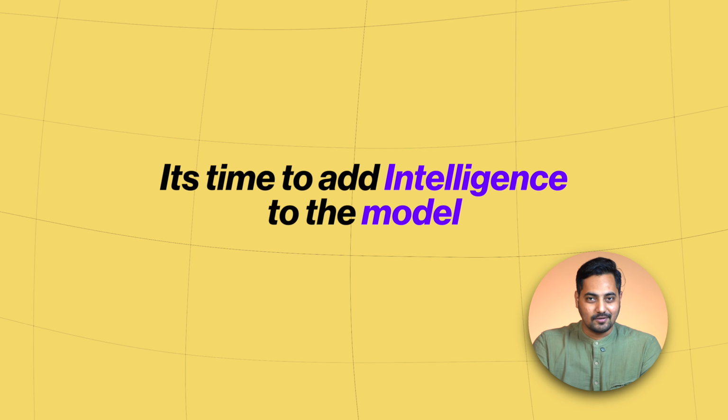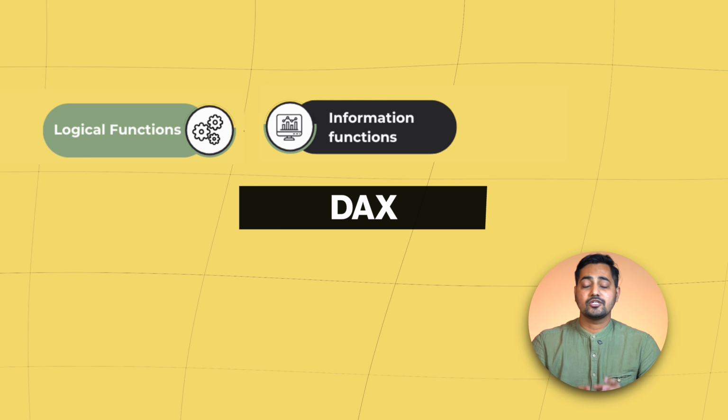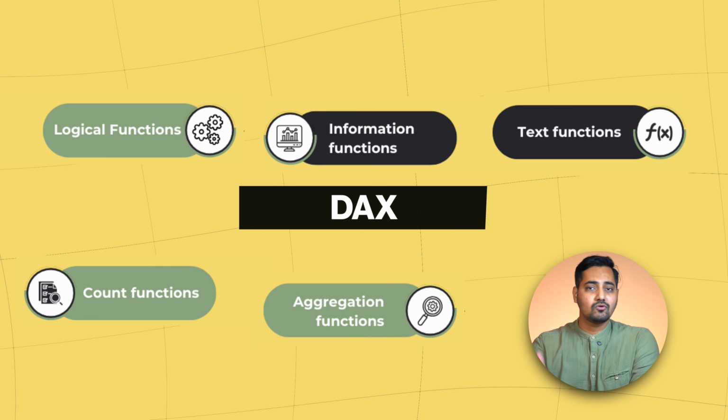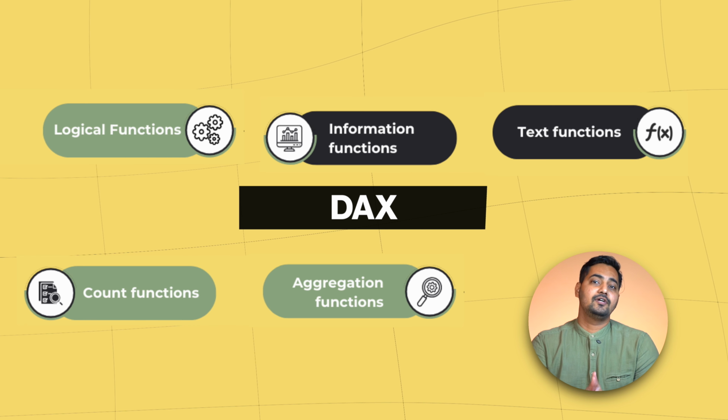Once we have the data model, it's time to add intelligence to the model. And we do that with the help of DAX in order to write formulas and calculations to create something new. So we need to create new columns, new measures that help us to build the aggregations and the filters at dashboard level. And this is really what is turning our data into answers.